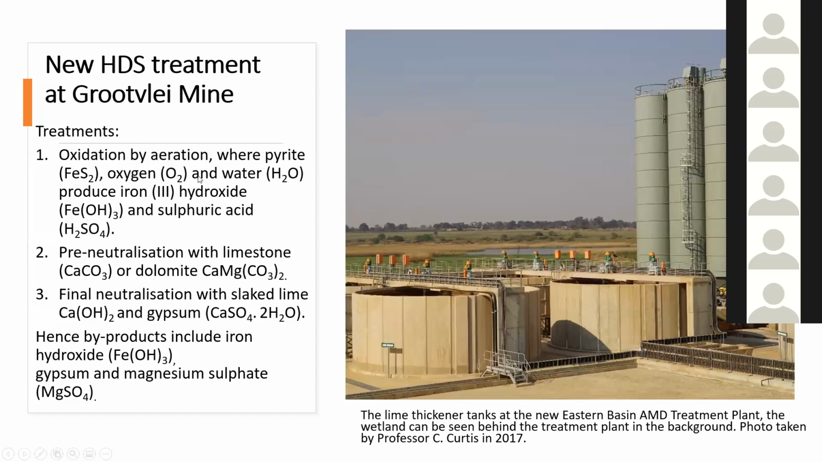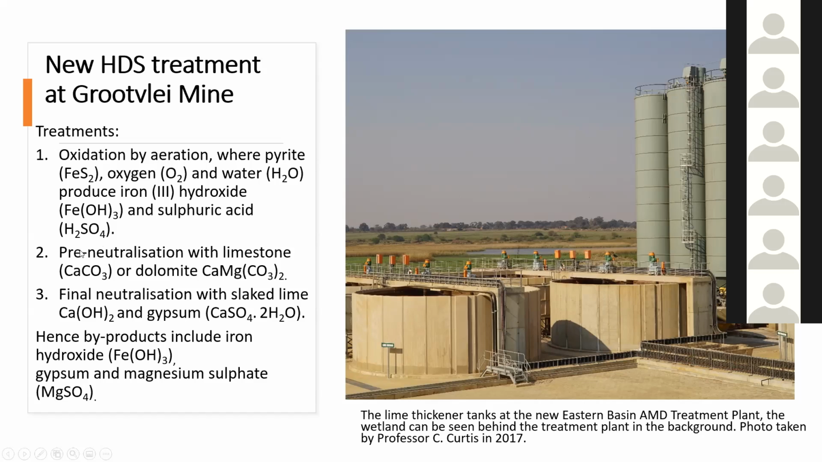And so we've got a few treatments. The first one is oxidation by aeration. This is basically the chemical reaction that we get when pyrite that comes from underground mixes with oxygen and water and produces iron hydroxide and sulfuric acid. So it's the reaction that would occur anytime AMD was to decant onto the surface.